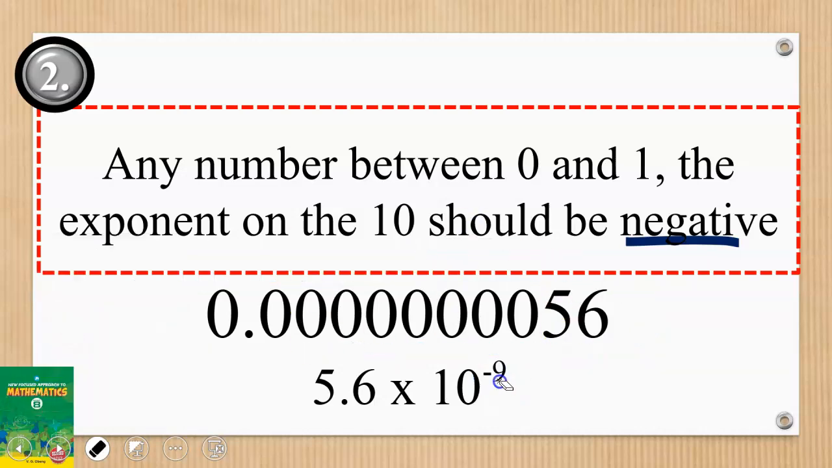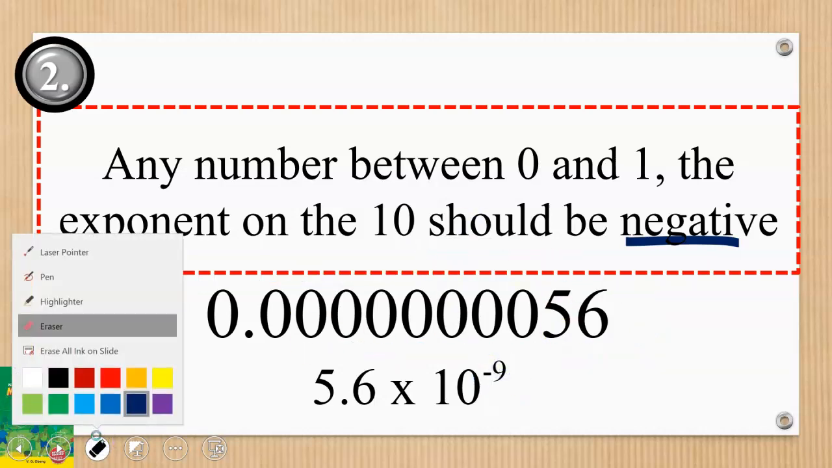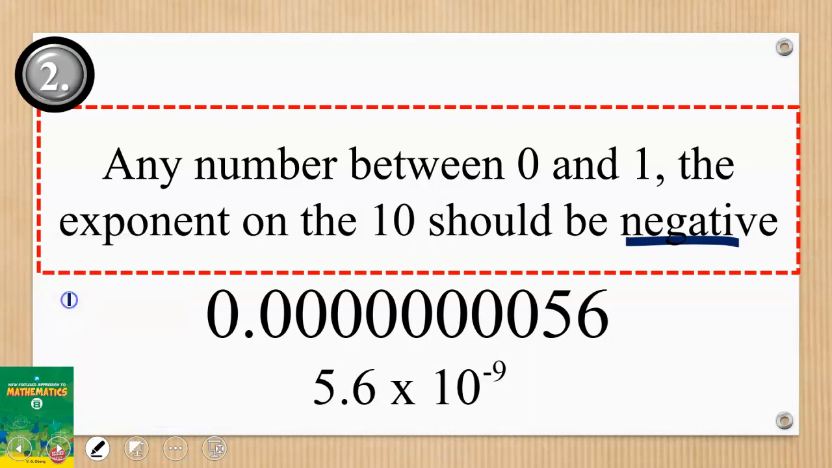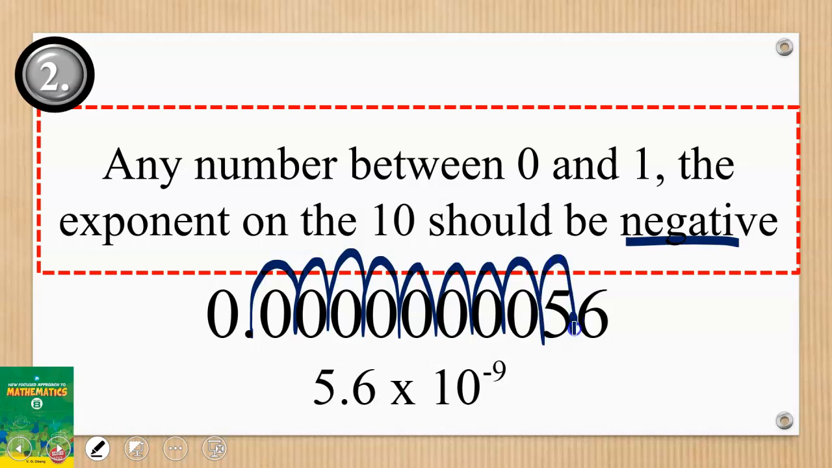Or I can even start from here. To write this one in standard form, you just move the decimal point backwards 1, 2, 3, 4, 5, 6, 7, 8, 9. It must always be placed between the first two significant numbers. And so that 9 will give you times 10 to the power negative 9, right?